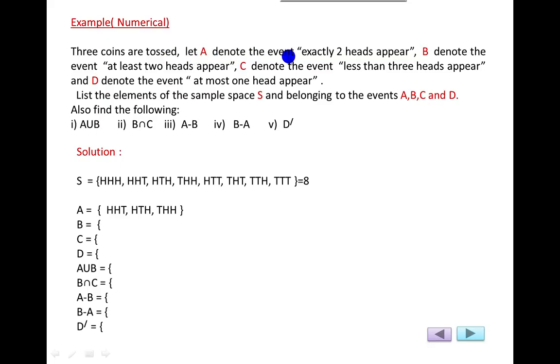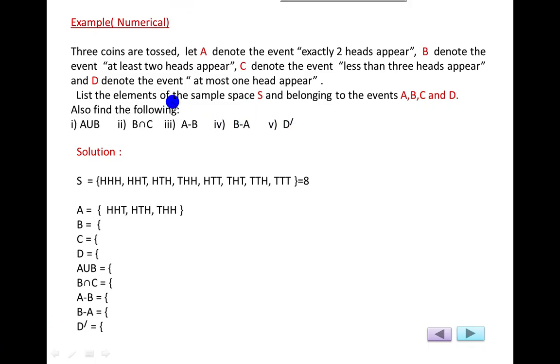A denotes the event exactly 2 heads. Another event B denotes the event at least 2 heads. C denotes the event less than 3 heads. D denotes the event at most 1 head appears. List the elements. Draw all members of the sets A, B, C, D and S of the sample space belonging to the events A, B, C, D, and then find A union B, B intersection C, A minus B, B minus A, D complement.